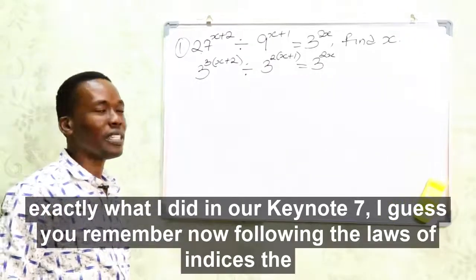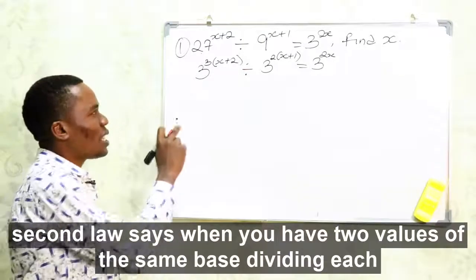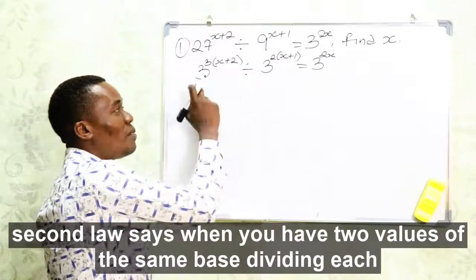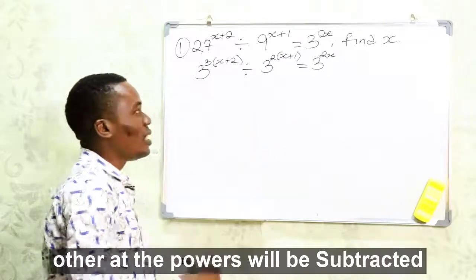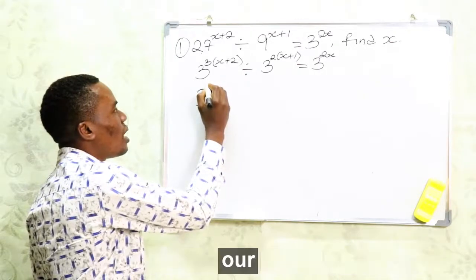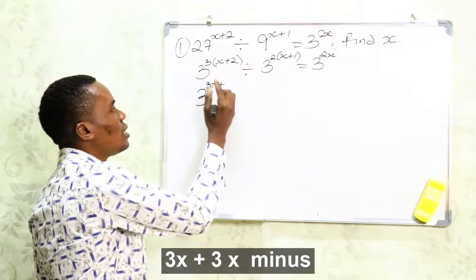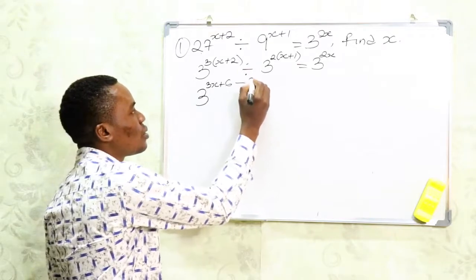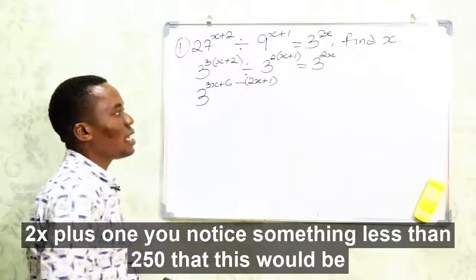Now, this can be compared to exactly what I did in our keynote 7. I guess you remembered. Now, following the laws of indices, the second law, division law, that is keynote 2. It says when you have two values of the same base dividing each other, the powers will be subtracted. You will subtract the powers. Now, to carry out that, we will see this common base will be 3 raised to power 3x plus 3 times this is 3x. This times this will give us 6 minus 2x plus 1. That is exactly what it will give us.